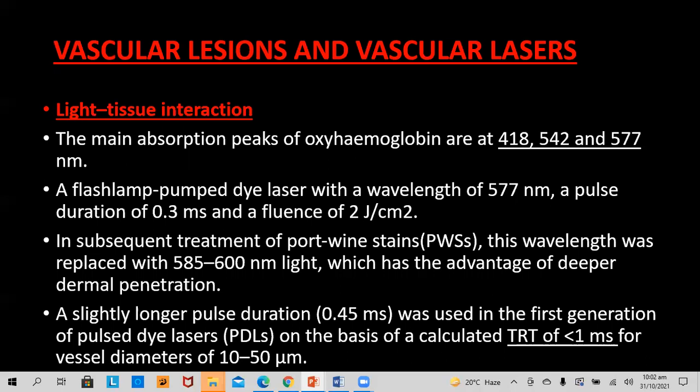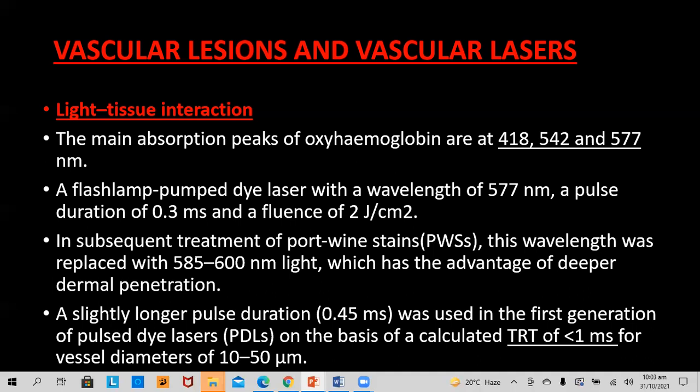Vascular lesions and vascular lasers. First, the light tissue interaction. The main absorption peaks of oxyhemoglobin are 418, 542, and 577 nanometer. A flash lamp pumped dye laser with a wavelength of 577 nanometer, a pulse duration of 0.3 millisecond, and fluence of 2 joules per centimeter square is used initially. In subsequent treatment of port wine stain, this wavelength is replaced with 585 to 600 nanometer wavelength, and this has an advantage of deeper penetration.